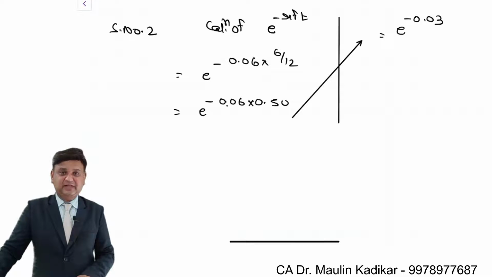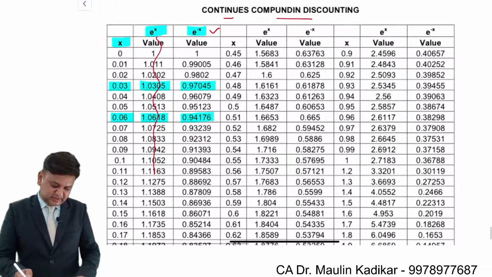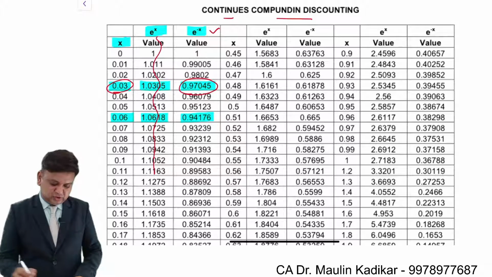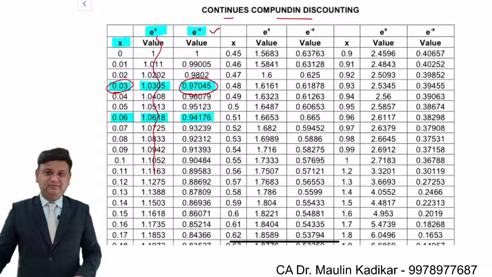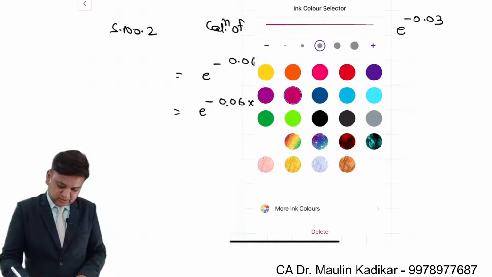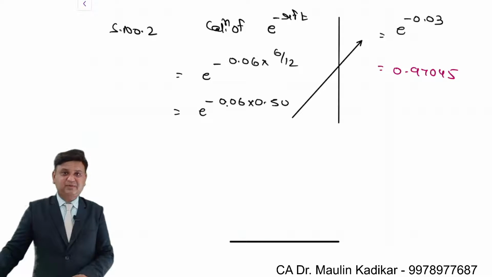Now we'll see the e factor table. In the e factor table, e raised to negative 0.03 is 0.97045. That is the step number 2.